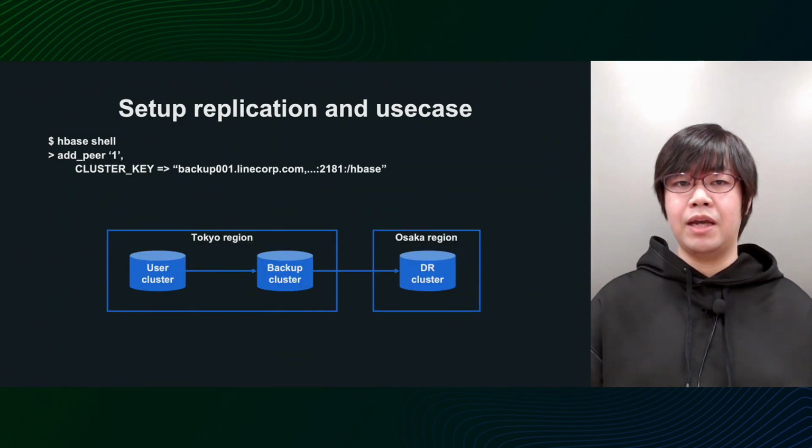The setup of replication can be done using HBase Shell, which is the management tool of HBase. When using HBase Shell, the setup can be done using the add_peer command. Here, the replication ID 1 and the destination cluster are specified. This replication is used to replicate the production cluster within the Tokyo region to a backup cluster, and also to replicate to a disaster recovery cluster in the Tokyo region and Osaka region.